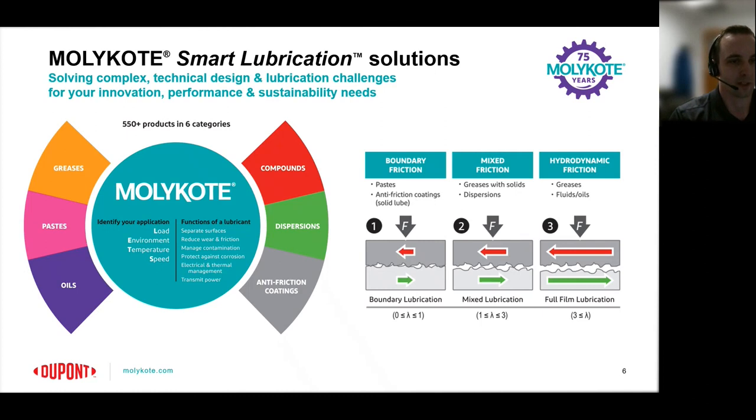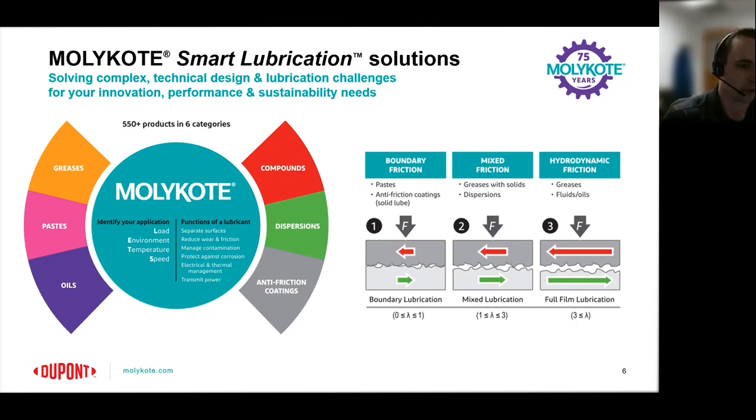So for an overview on paste, I'd first like to take some time to address MOLYKOTE as a whole. MOLYKOTE's a lubrication company. We have 6 different product families, as you can see on the left side with our MOLYKOTE wheel. We have greases, pastes, oils, compounds, dispersions, and anti-friction coatings.